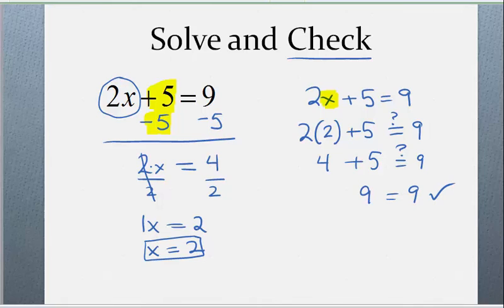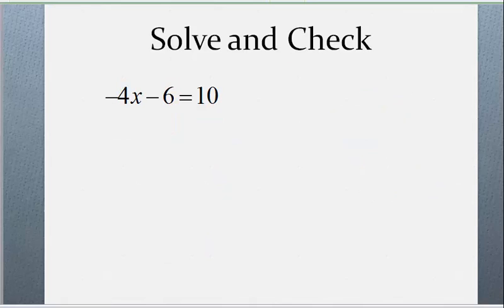Let's take a look at another example. Negative 4x minus 6 equals 10. Similar type of problem in that I have only one term with a variable in it. It's right there. So my first step is to try to get that by itself, which means I need to get rid of this minus 6.